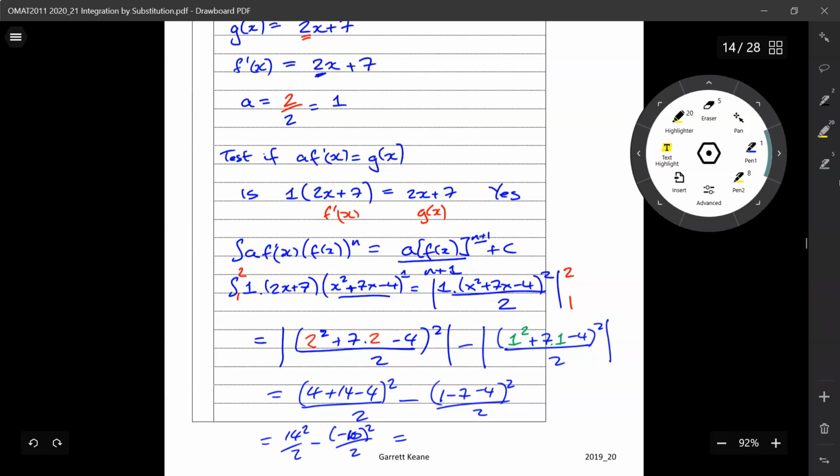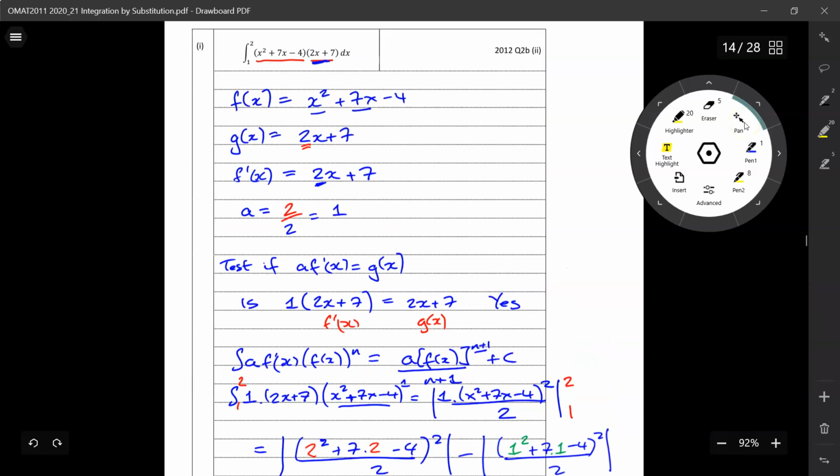Now 14 squared, if I remember, is 196, over 2, minus, and minus 10 to be squared is plus 100, so it's 100 over 2. So that gives me 156 over 2, which is 78. So I think that calculation is correct. So that's your definite integral of this function by going through the step-by-step procedure.